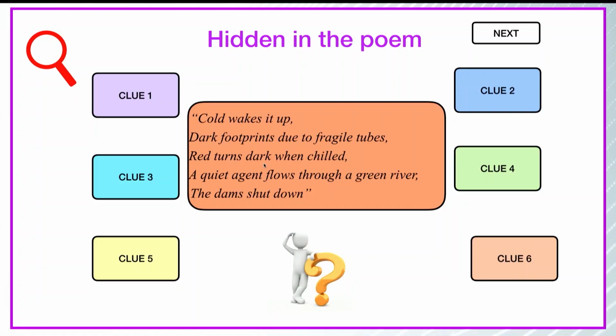Okay, it's cryoglobulinemia vasculitis. So cold wakes it up is Raynaud's phenomenon, and dark footprints due to fragile tubes is purpura, and red turns dark when chill is cryoglobulinemia, and the quiet agent flowing through a green river is infection in bile or liver, which is HCV, and dam shutdown is renal failure. Just go over the clues. Clue 1, did you know what it was?